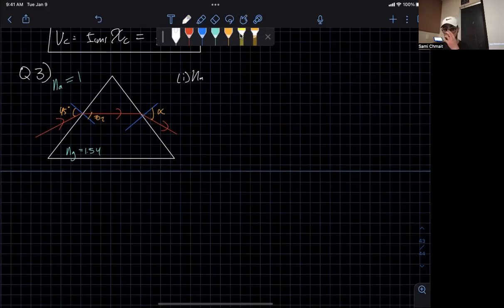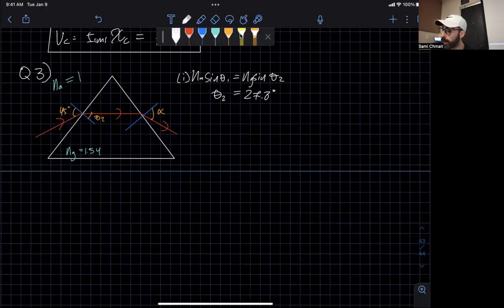You're going to work all this out, rearrange, and you're going to get theta 2 equal to 27.8 degrees. So the next thing we need to do is find this angle over here. And that angle will tell us how to solve for alpha through Snell's law. But to do that, we're going to need a few intermediate steps.